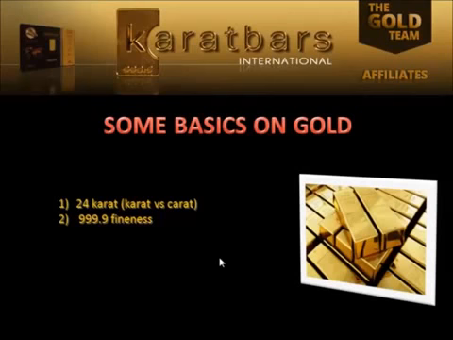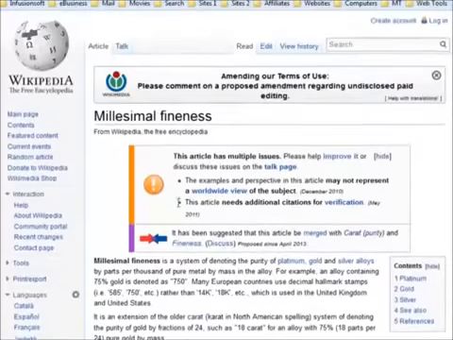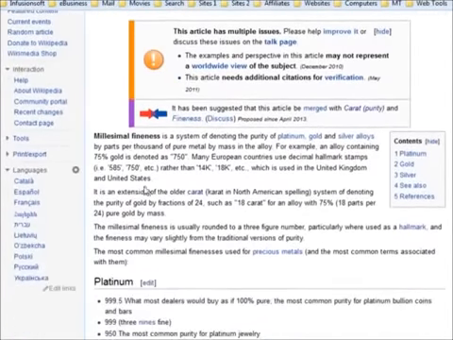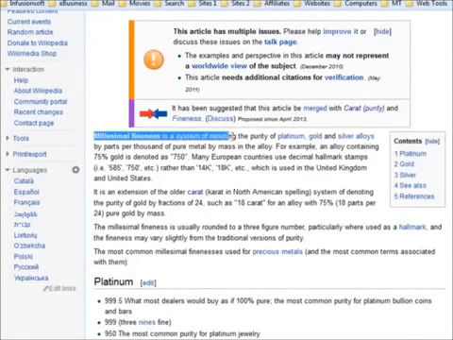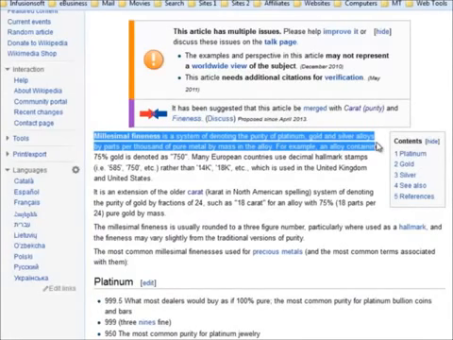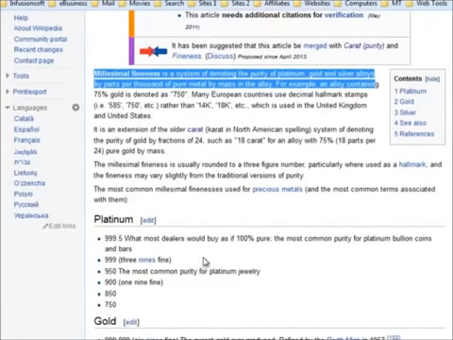The next thing is this fineness. You see this 999.9 come up from time to time. You think, well, what's that? Is it 999.9%? Doesn't sound right. So let's have a look at this. Where we went to here was Wikipedia, and it says millesimal fineness is a system of denoting purity in platinum, gold, and silver alloys in parts per thousand for the pure metal of the mass. Okay, so that's where it comes from.